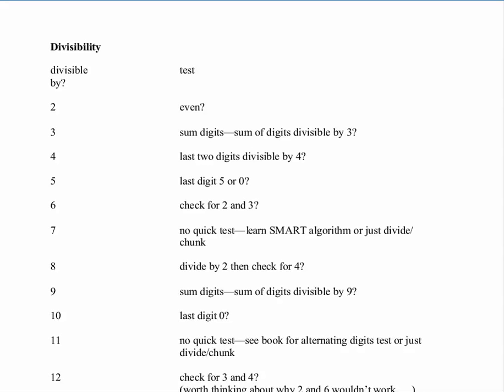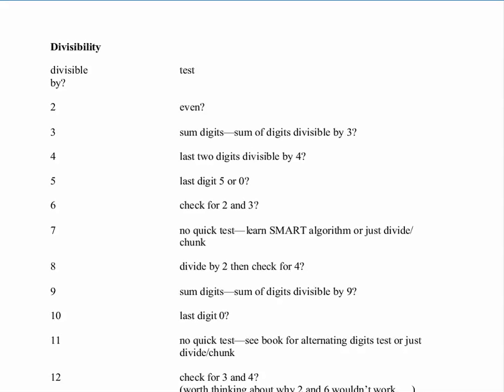If the last 2 digits are divisible by 4, then it is divisible by 4. How do you know if a number is divisible by 5? If the last digit is 5 or 0, it's divisible by 5. How do you know if it's divisible by 6? Well, we don't really want to think about divisibility by 6.